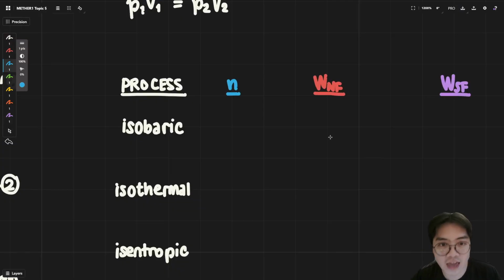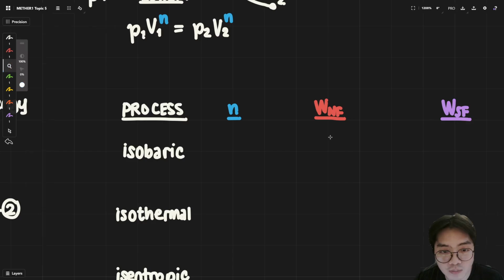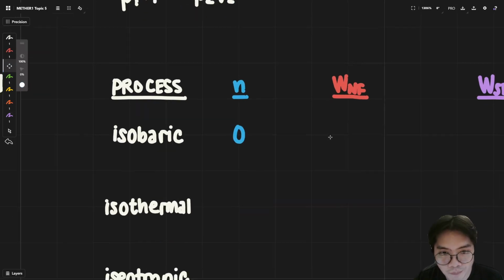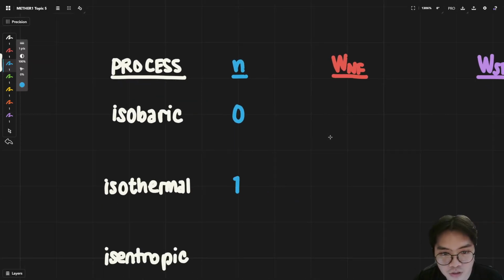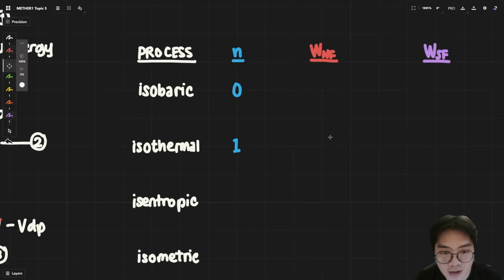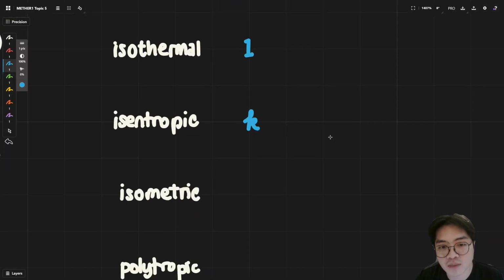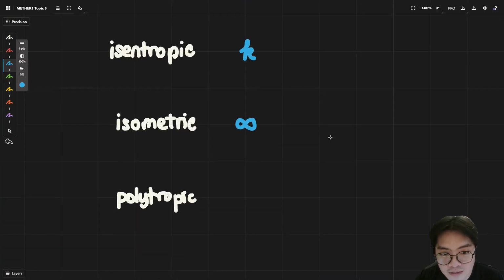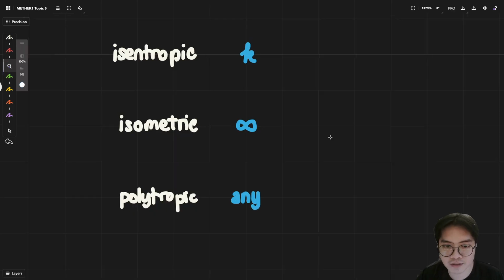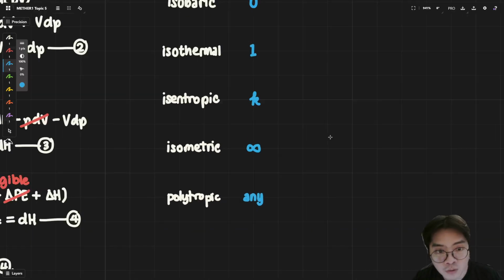The n polytropic index of an isobaric process is 0. For an isothermal process, it is 1. For an isentropic process, the n is k, your adiabatic index. Isometric, well, it approaches infinity. And polytropic index is anything else. Any other value of n will work.